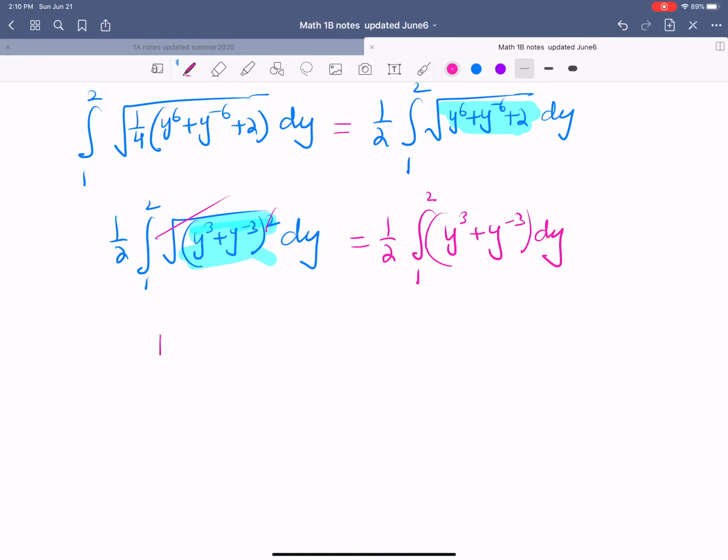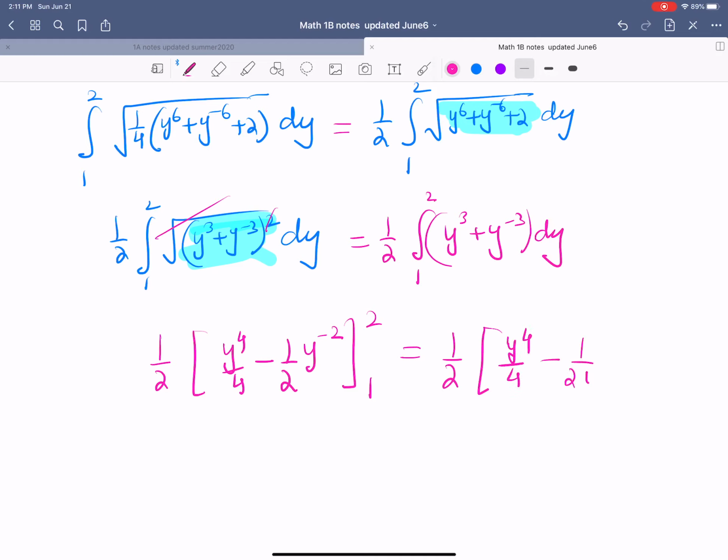We can just do the integral of pieces. So 1/2 y to the 4th over 4, and this would be y to the power negative 3 plus 1 is negative 2, and we're also going to divide by negative 2. So that would be negative 1/2 y to the power negative 2. And the bounds are from 1 to 2. Okay, so let's see, 1/2 y to the 4th over 4 minus 1 over 2y squared. The bounds are 1 to 2.